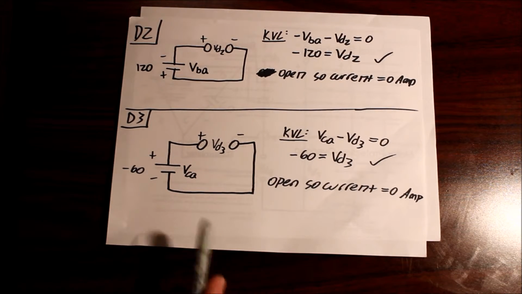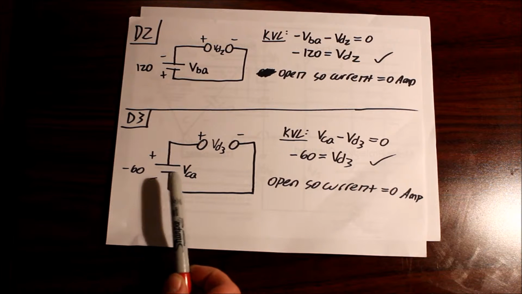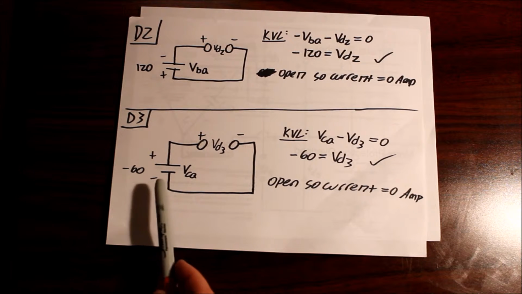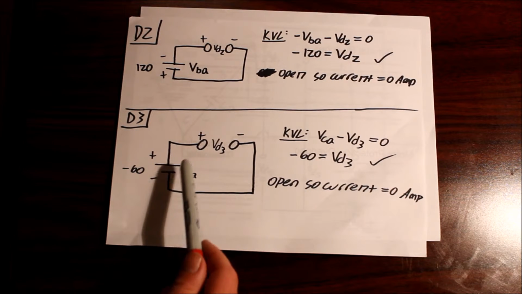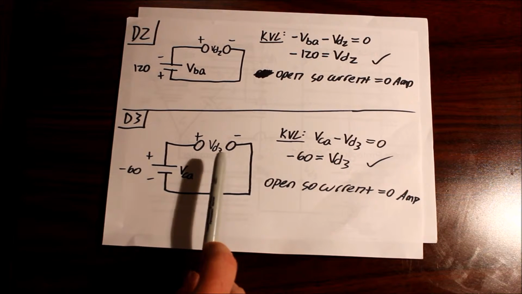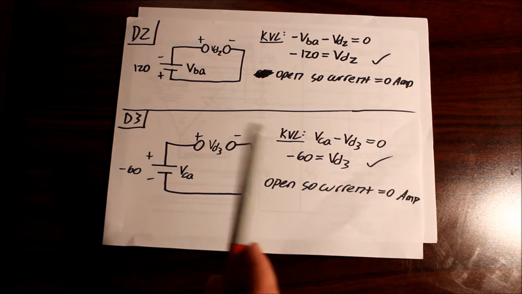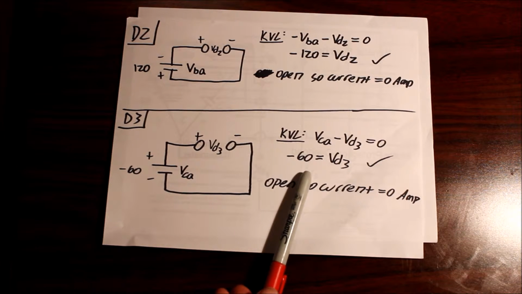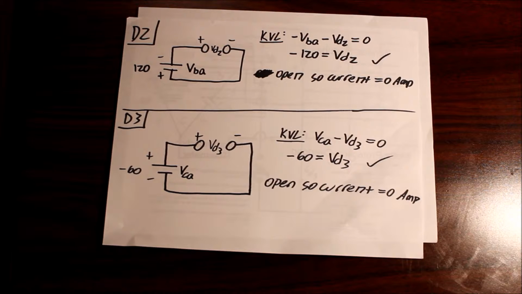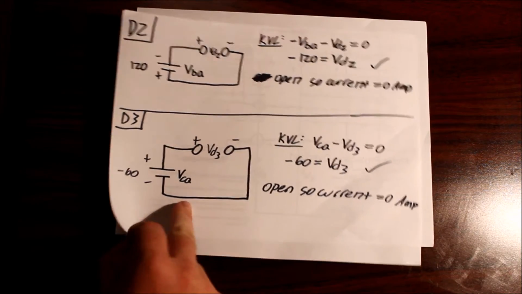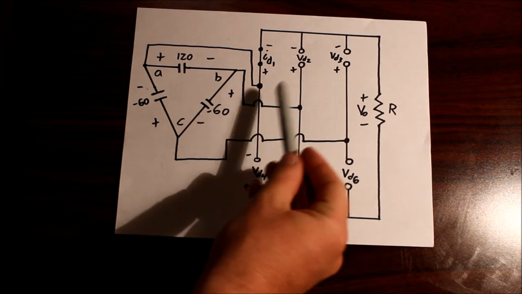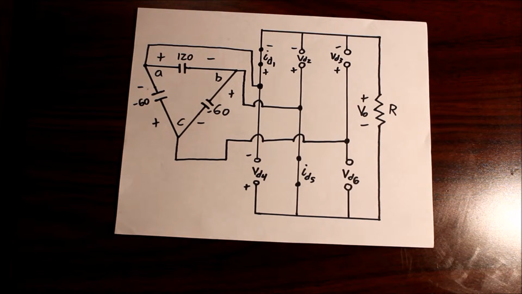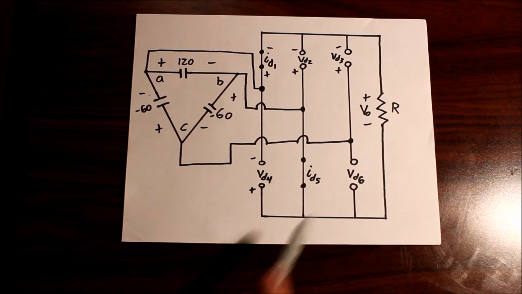Next, moving on to diode 3. Again, we've redrawn it. We have VCA. Going to our sign convention with the KVL, we have VCA minus voltage drop across diode 3 is equal to 0. And obviously that will be equal to -60. And again, because it's open, we have no current flow, so it will be equal to 0. So diode 3 has been taken care of. So 1, 2, and 3, the conditions have been met. Next we just need to check 4, 5, and 6.